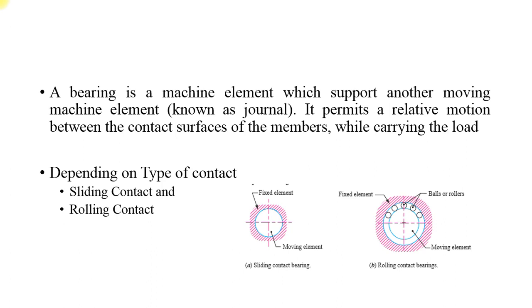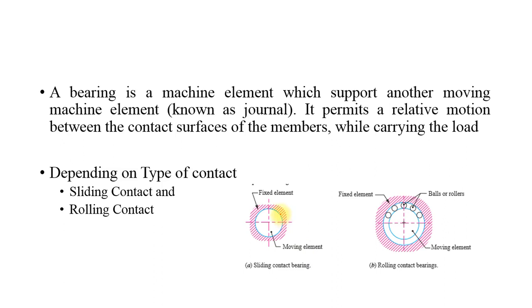and the shaft fitting. So here I want to concentrate only on what is available in our syllabus. Depending upon the type of contact, the bearing can be classified into sliding contact and rolling contact. So obviously you can see the difference between the sliding contact and the rolling contact.